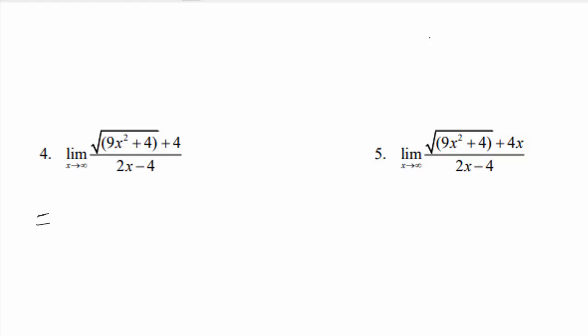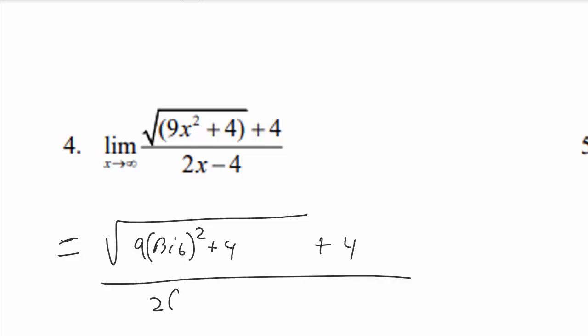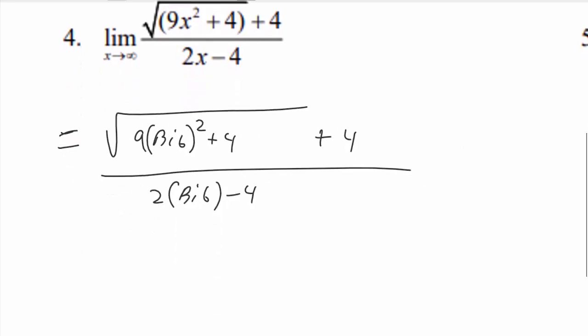Well, this is a really fun one because we end up with the square root of 9 big squared plus 4, plus 4 on the outside, over 2 times big minus 4. And now our logic kicks in just like the other problems, except we just have to be a little careful because of the square root and what that will do to variables. But inside the square root, we're still going to manipulate like normal.